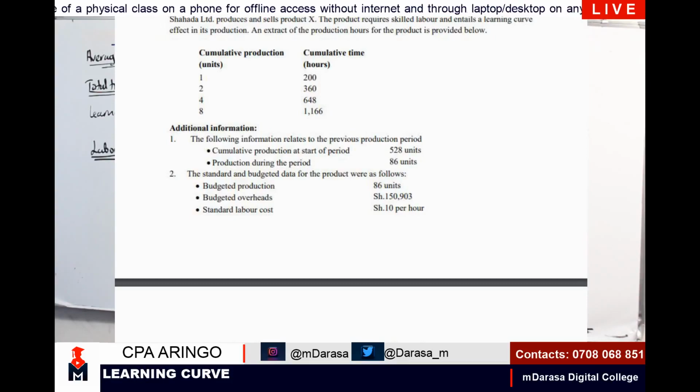An extract of the production hours of the product is provided below, where I am given the cumulative production in units as well as the cumulative time in hours. Additional information: the following relates to the previous production period, where we have cumulative production at the start of the period, which is 528 units. We have production during the period, which is 86 units. So I'm given cumulative production at start and production during that period.